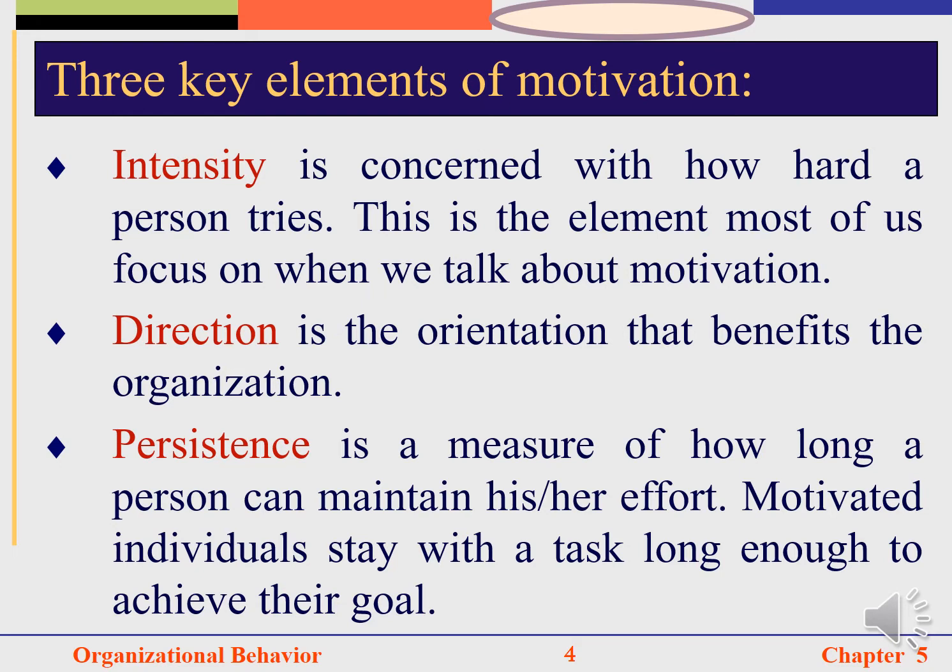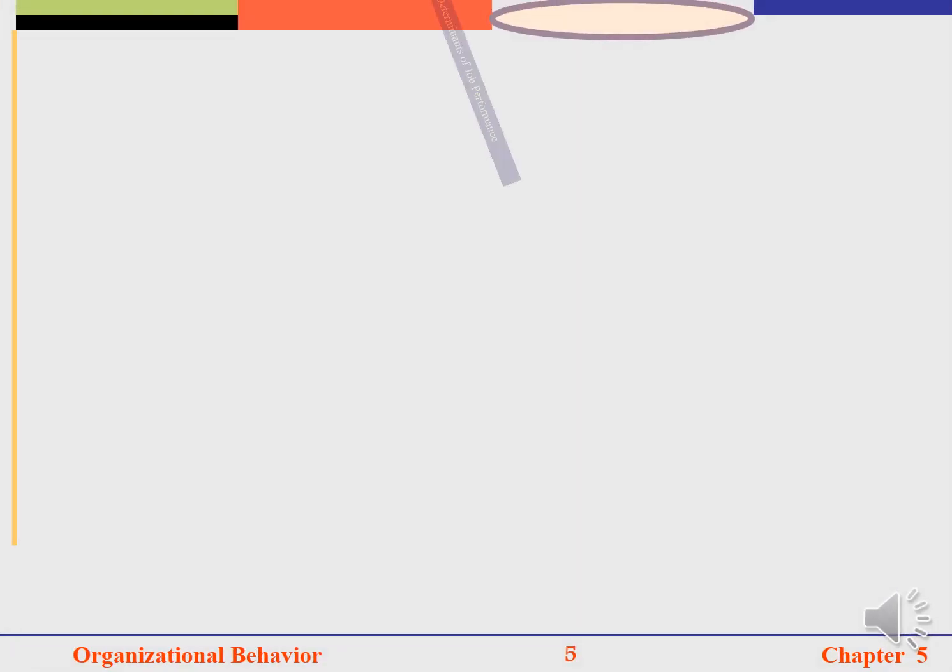As you see here, from the definition, the intensity, direction, and the persistence interact with each other in order to determine the level of individual motivation. Those who have a high level of motivation exert more effort in the right direction, and they keep exerting the effort until they reach the goal. This is the main, or the basic, definition of motivation.